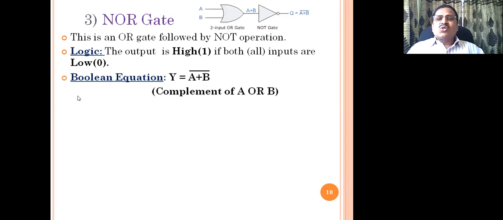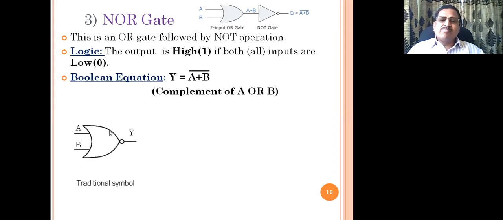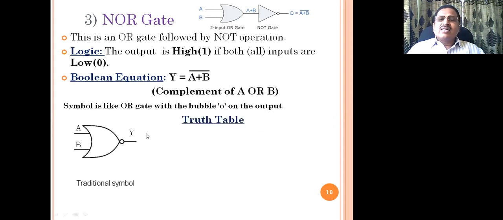Equation for the two input NOR gate, y equals A or B, complement, or complement of A or B, is the correct reading for the statement for two input NOR gate. You can't read it as y equals A plus B bar. No, it is y equals A or B over all complement, or complement of A or B. Symbol here is like an OR gate, just a bubble is to be added on the output terminal.